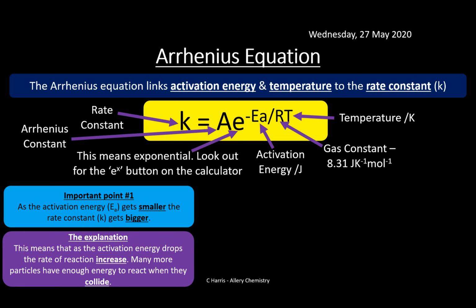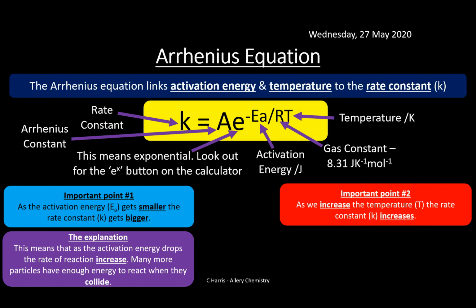So you've got many more particles that have enough energy to react when they collide. If you imagine your activation energy on your energy profile graph, as that drops, you need less energy to get successful collisions to occur and to produce your product. So as activation energy gets smaller, the rate constant K gets bigger.